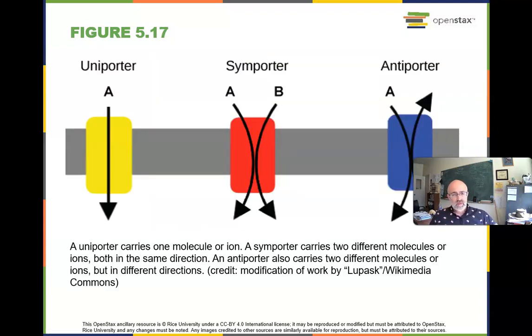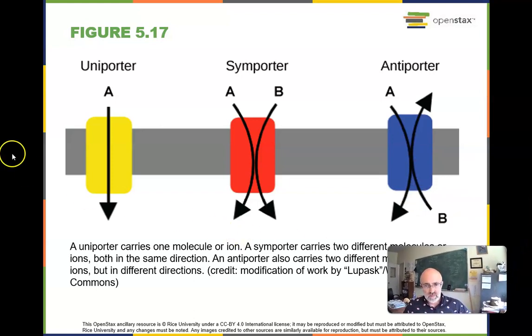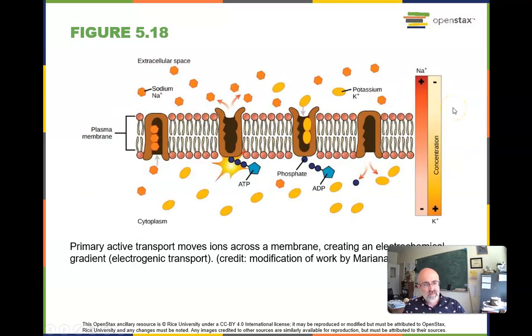There are different types of transport proteins, depending on whether they transport one molecule or ion, or whether they transport two molecules collectively, at the same time, in the same direction. An antiporter is a protein that moves two different molecules through the membrane in opposite directions. More vocabulary.